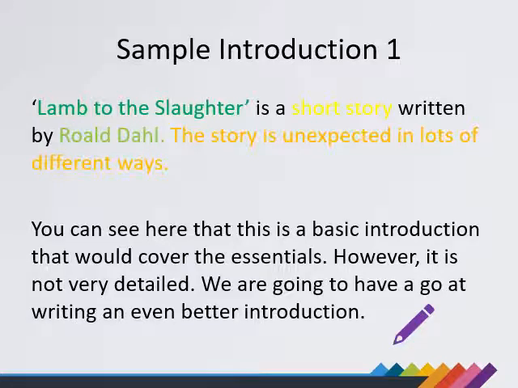Here's a sample of what this might look like. You could very simply say, Lamb to the Slaughter is a short story written by Roald Dahl. The story is unexpected in lots of different ways. You can see here that this is a basic introduction that would cover your essentials, and it has the TAGLE formula in it. However, it's also not very detailed, so we're going to have a go at using this information, but also adding in more details to make an even better introduction.